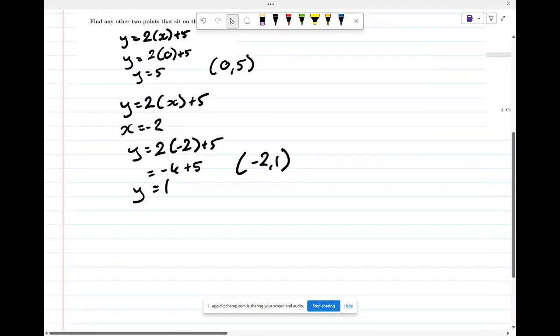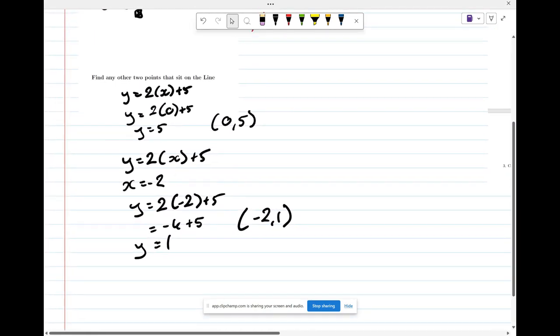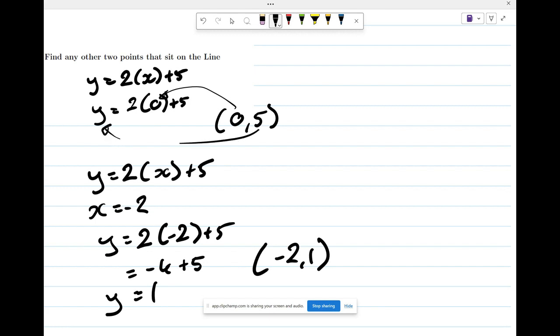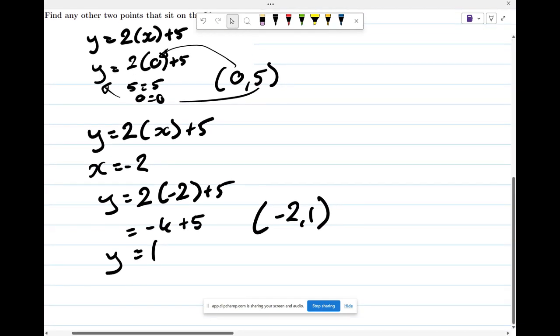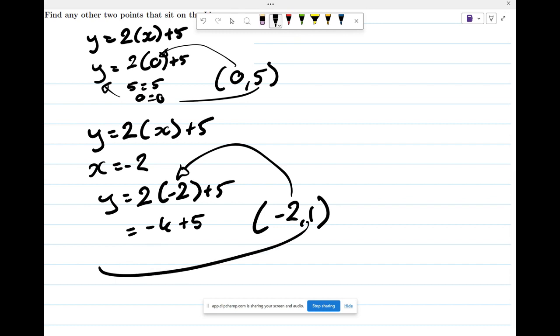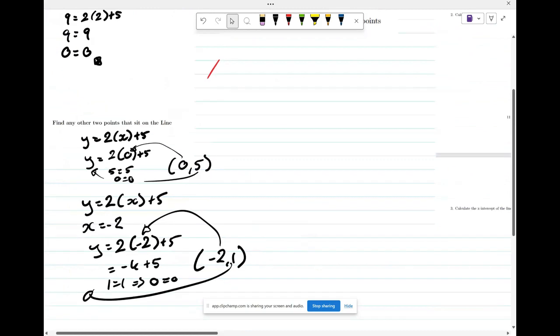We don't really have to go back and check these, because we can already see that we subbed in 0 for x, and if we get rid of this line here and sub in 5 for y, we just get 5 equals 5, so 0 equals 0. Same thing here: we subbed in minus 2 for x, and if we sub in 1 for y, we get 1 equals 1, so 0 equals 0. So yeah, those points are on the line.